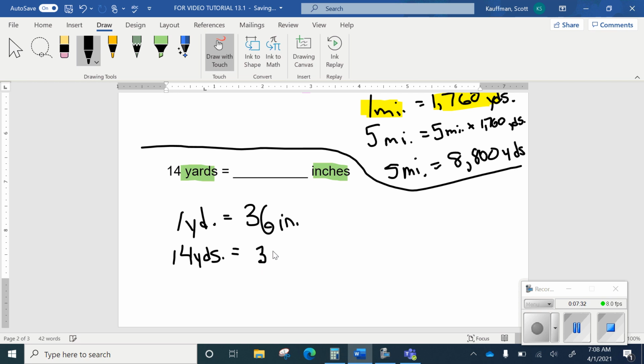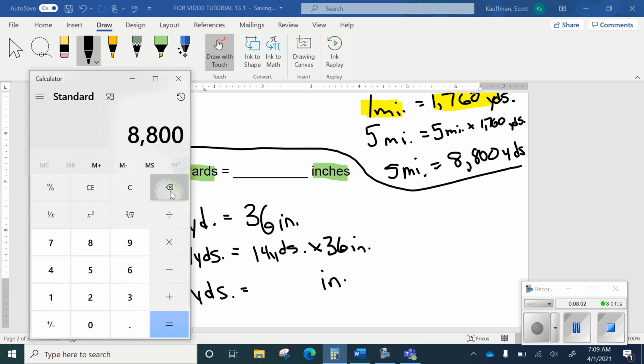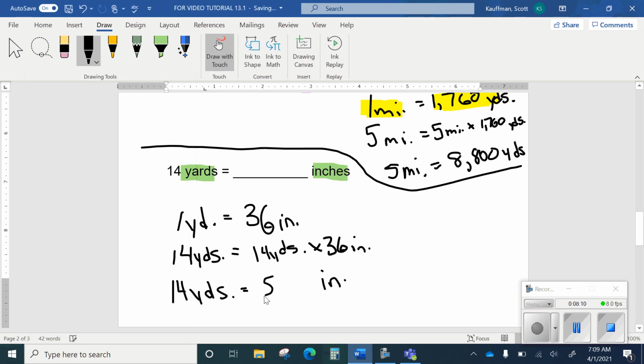Let's see if this is what you were thinking. I should put 14 yards times 36 inches. Is that what you were thinking? I hope so, because that's correct. That's exactly what we need to do. So 14 yards is going to be how many inches? Let's look at our calculator. 14 times 36 equals 504.